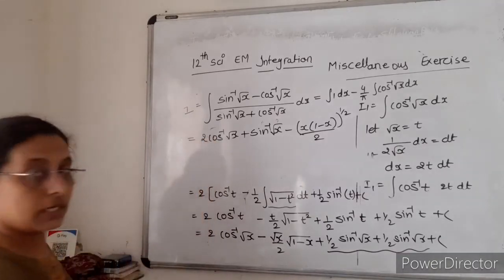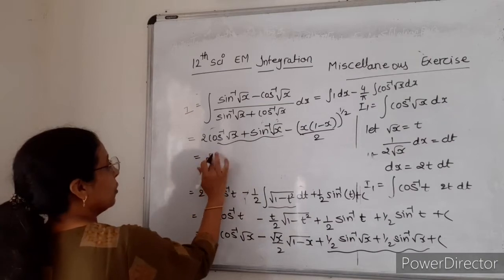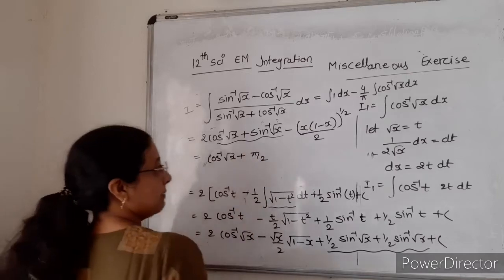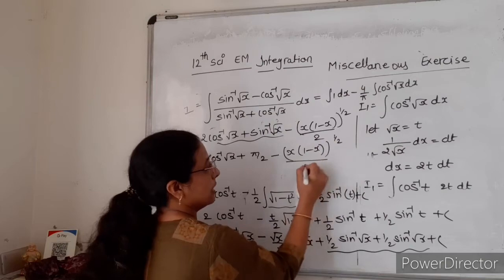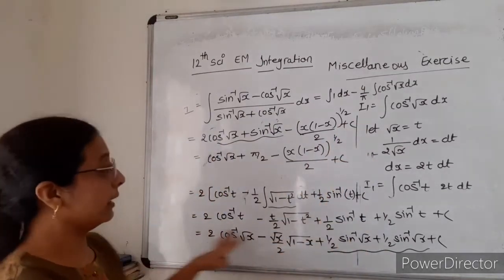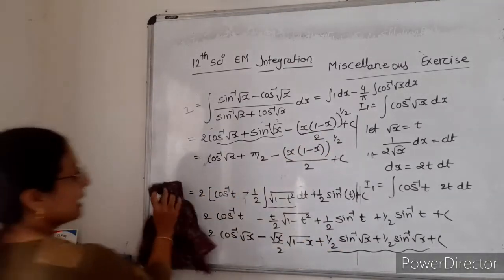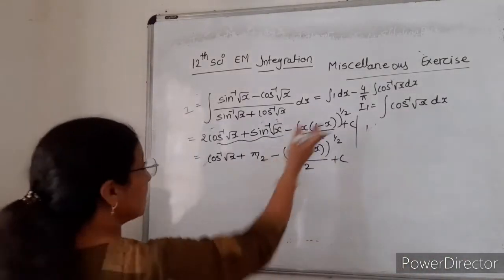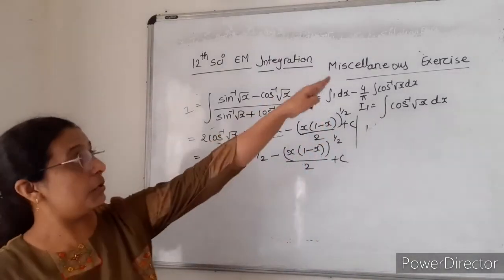Now 2 cos inverse root x. This is pi by 2. So cos inverse root x plus pi by 2 minus x into 1 minus x raised to 1 by 2, by 2 plus c. This is the whole integration of I1. But what is I1? Here is I1. So now we'll write the value of I1 over there.